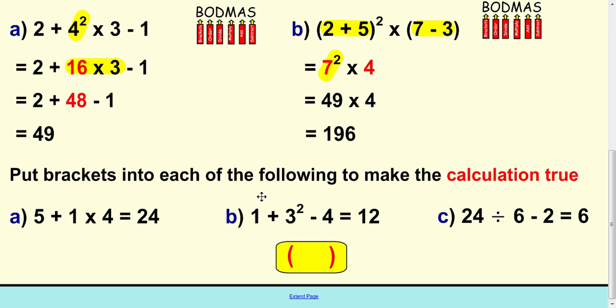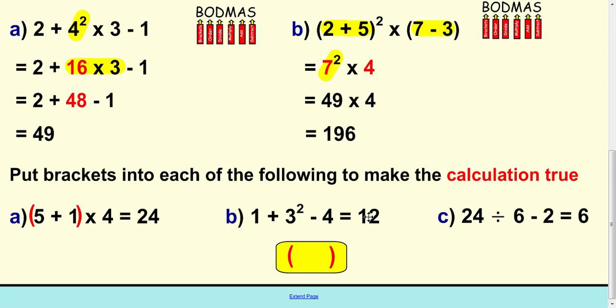Okay, to finish off this lesson, we have to put brackets around each equation to make it work, basically. So we can put the bracket here, and we could put this bracket here, for example, and that would be 5 add 4. So that wouldn't work, because you would do the 4 times 1 and add 5, so that's not going to work for us. However, if we move the brackets here, we can see that you would do the brackets first, so 5 plus 1 is 6, and 6 times 4 is 24, so that's the right answer there.